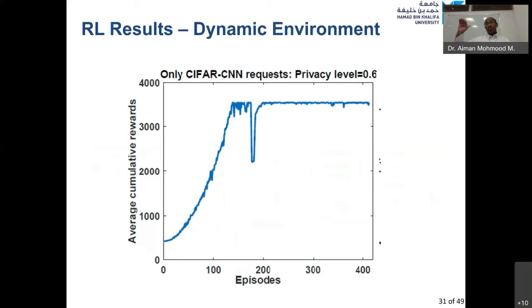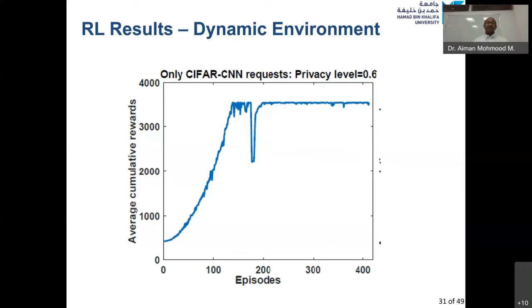Here also we see the beauty of reinforcement learning. At episode 200, we change the environment condition. We reduce the number of available resources to half, and you see a dip in the reward there, but very quickly the model learns that there are limited resources now, ramps up, and learns the best policy to maximize the reward.